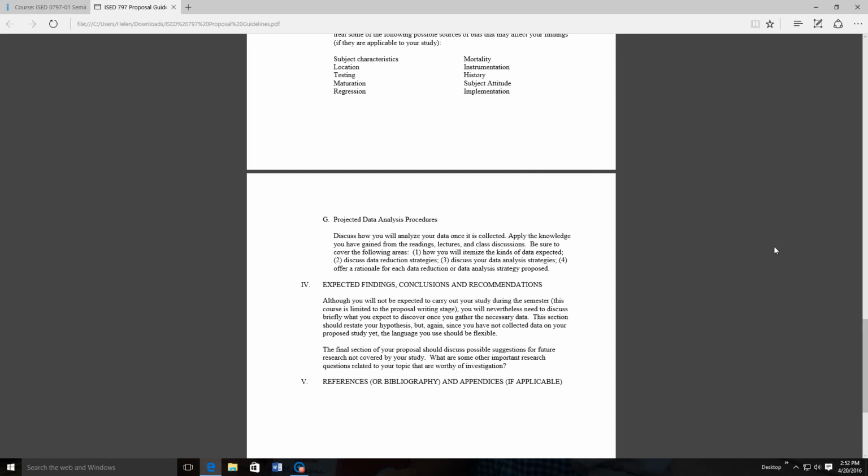And at the very end, I would like you to include a list of references and also any appendices if applicable. If you are creating your own data collection tool, I'd like you to include a page of that, just a one-pager. And again, if you're using a pre-existing instrument, there's no need to include a copy of it. Just refer to it within the text or body of your proposal.